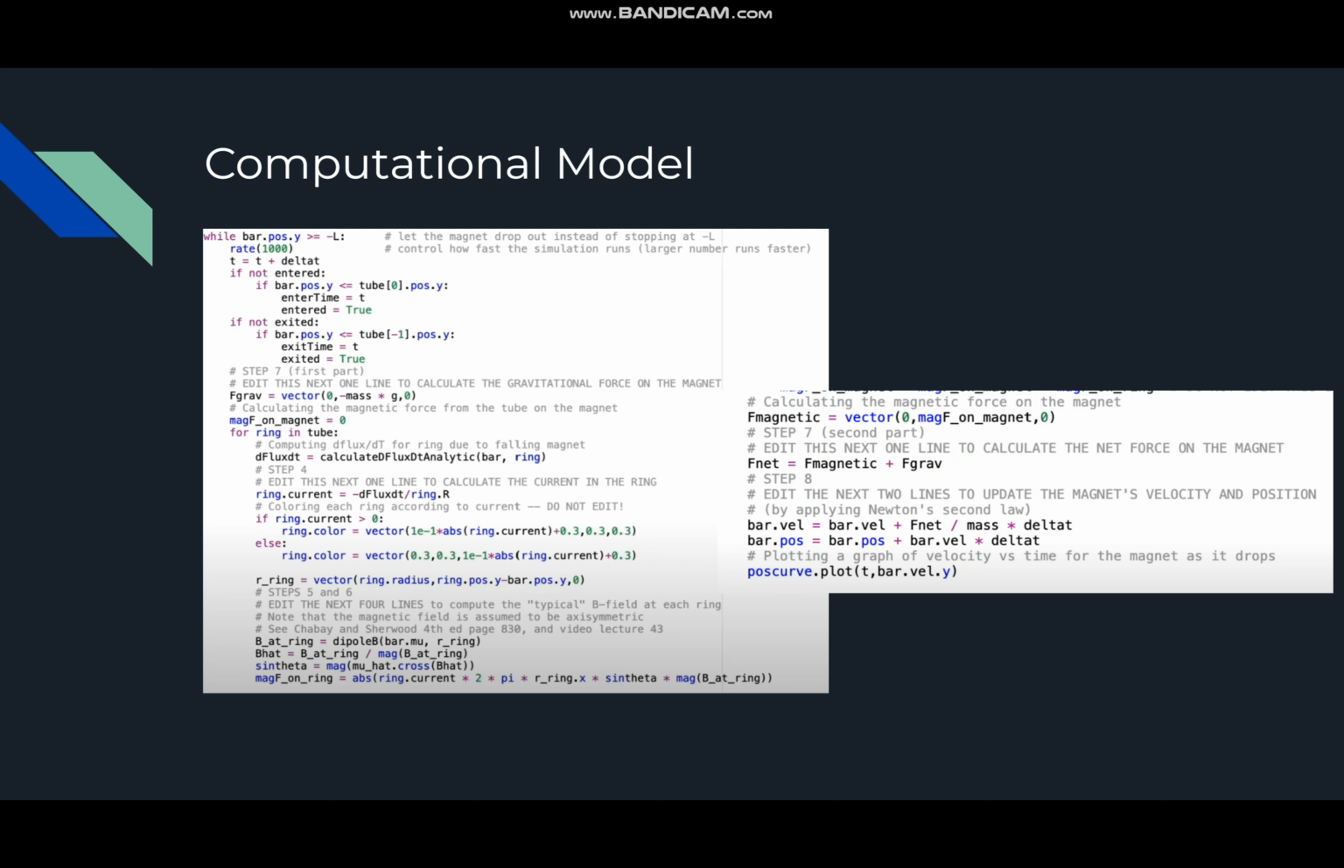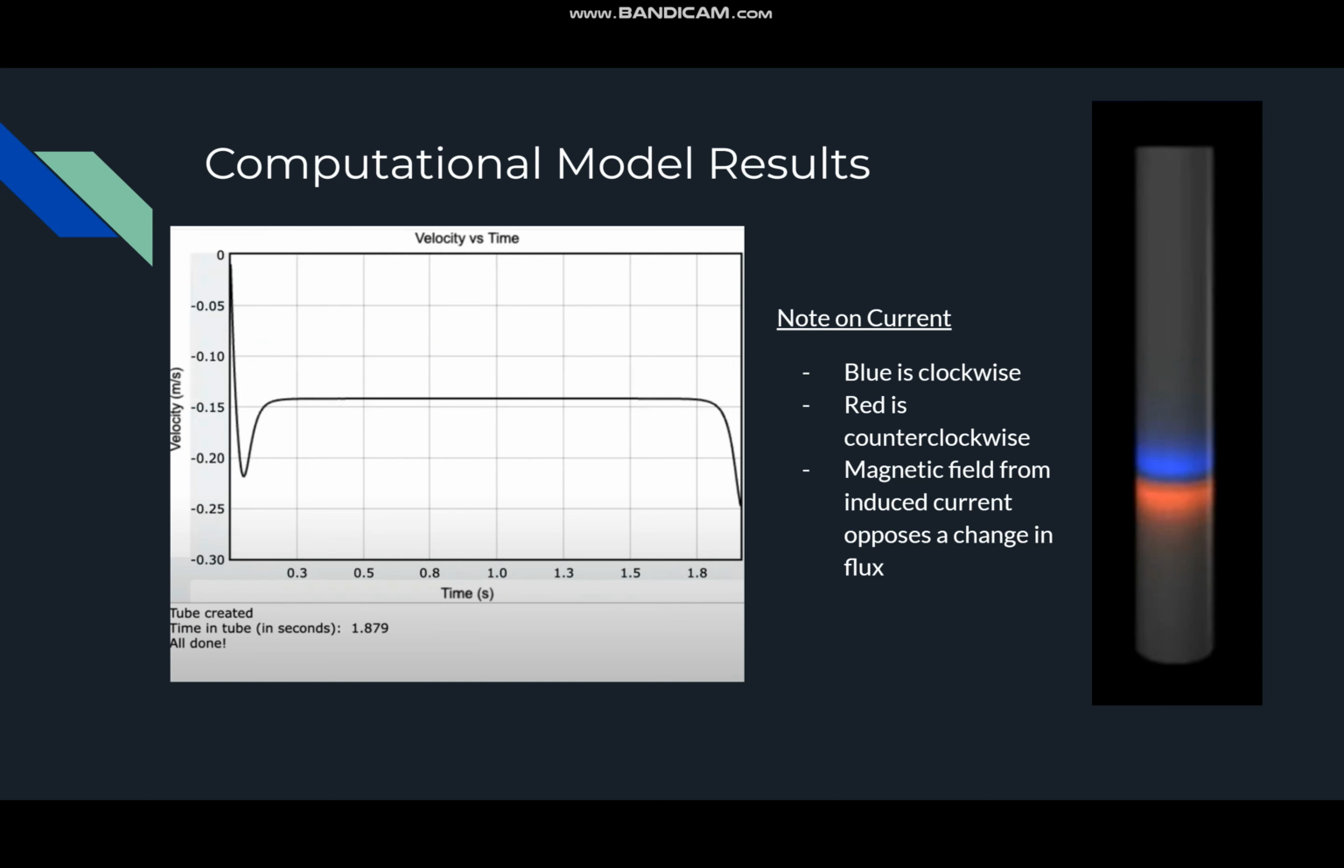As you look to the right here, it also helps us find the magnetic force of each ring, and since there are 2 forces at play, magnetic and gravity, we add those together to get the net force. Then we can also find magnet velocity and position using Newton's second law. So these are the results of the computational model.